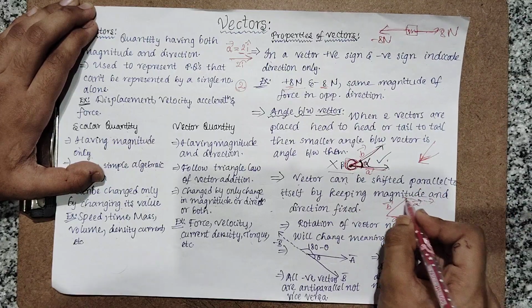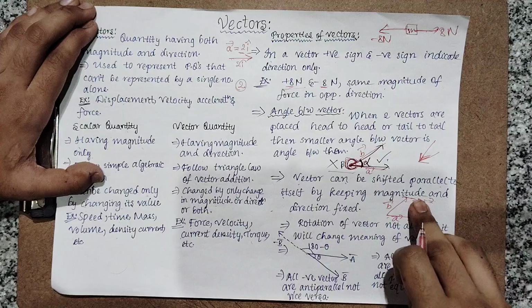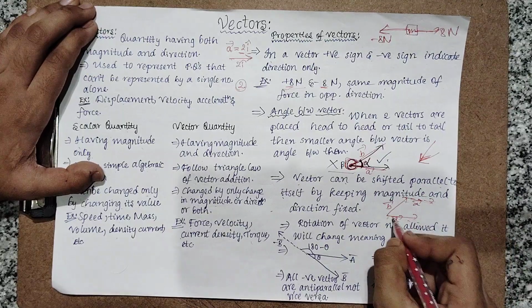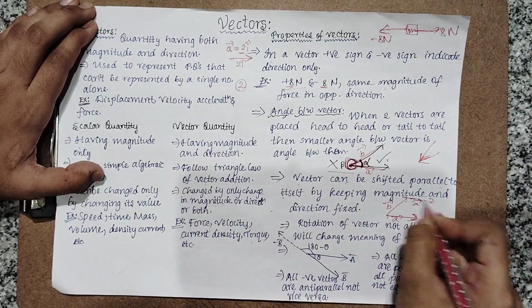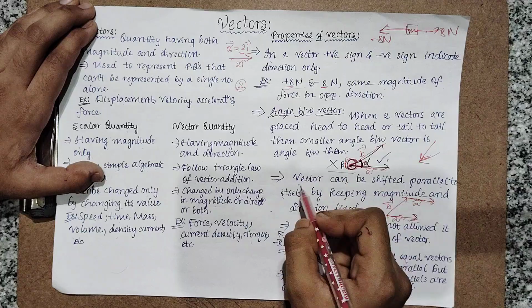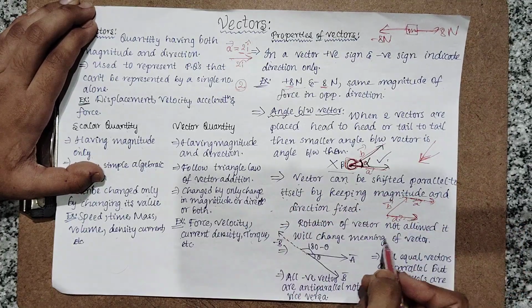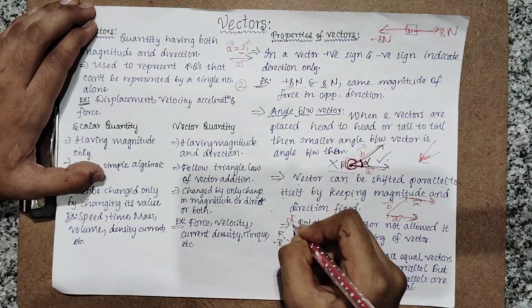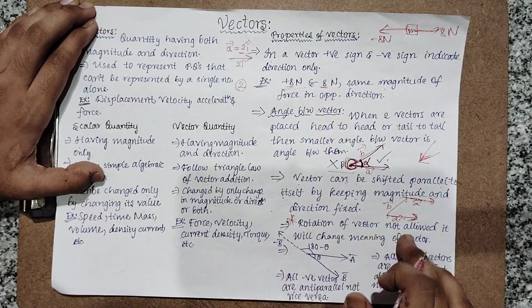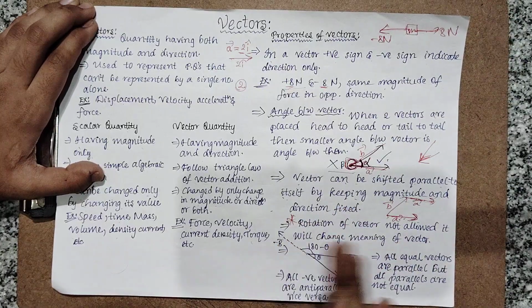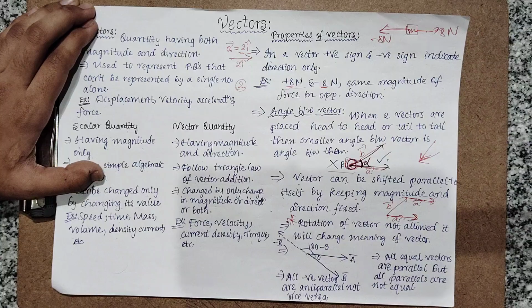This will be also equal to a bar by keeping its magnitude and direction fixed. Here the direction of this and this is same and both are parallel. So a vector can be shifted parallel to itself by keeping magnitude and direction fixed. And this is an important point to remember: rotation of a vector is not allowed. It will change the entire meaning of the vector. So rotation of the vector is not allowed.